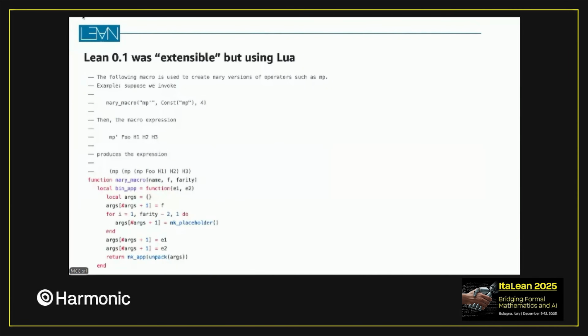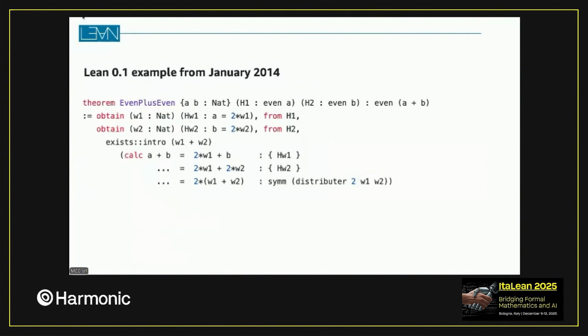Lean 0.1 was also extensible. But it was Lua, right? You had to use this programming language that is actually very efficient, it's embedded, it's used for many games. And we thought it was a good idea to use a language that was off the shelf. It was a mistake, I will tell you later. But we had extensibility through Lua.